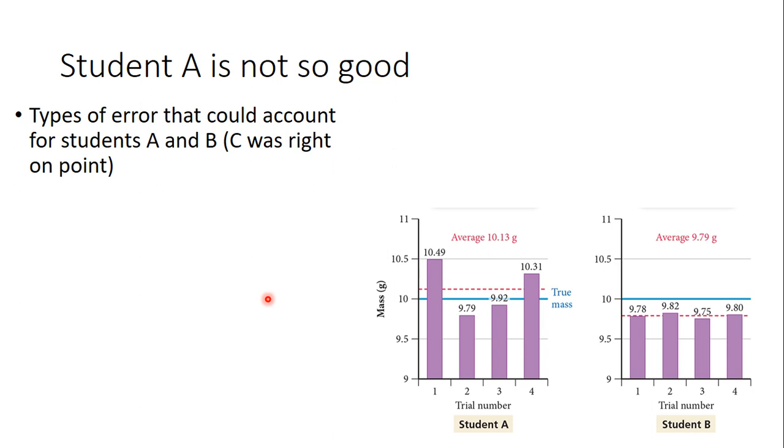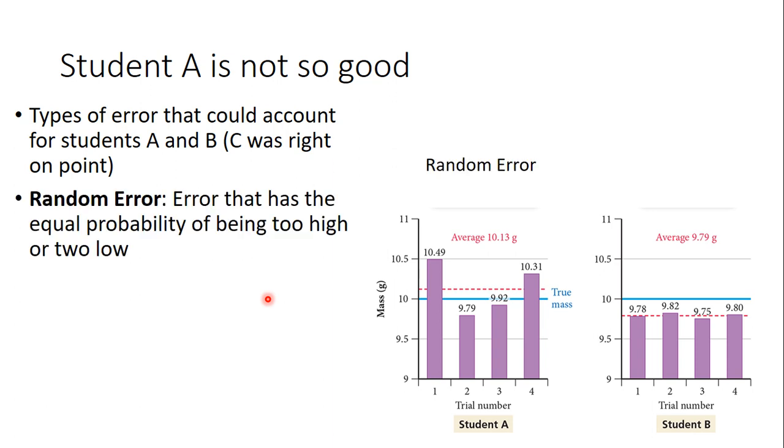Now, when we're looking at data sets that aren't precise and accurate, we have different types of error that can go with them. The first type is random error, and that's shown by student A. And random error is just what the name says. You have equal probability of your measurements being either too high or too low. So there's some random error for student A.